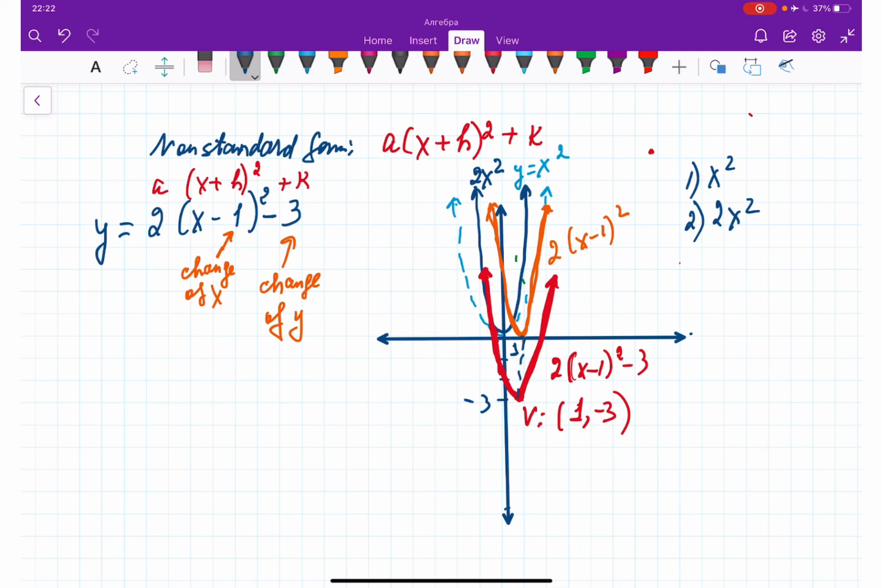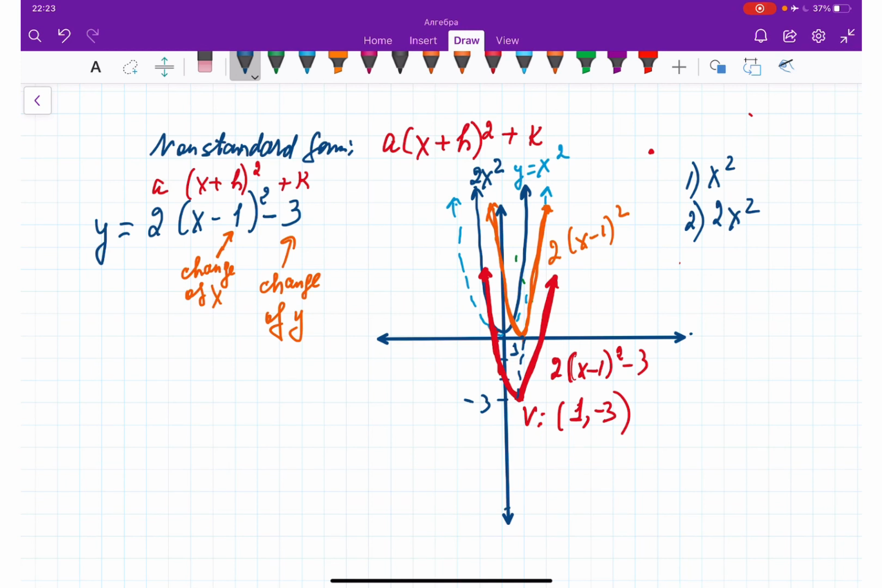And without graphing also, looking at the quadratic function, you can say if it's x minus 1, then you are taking positive 1. Here is minus 3, you are taking negative 3, and that is going to be your vertex.